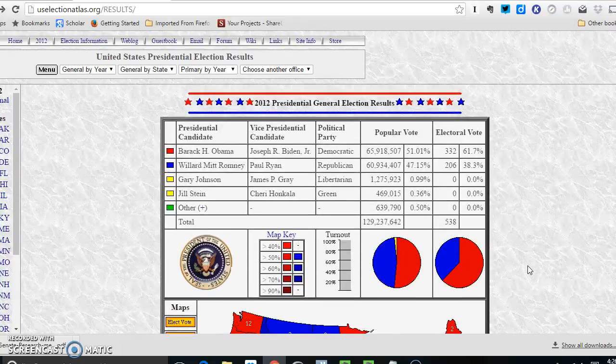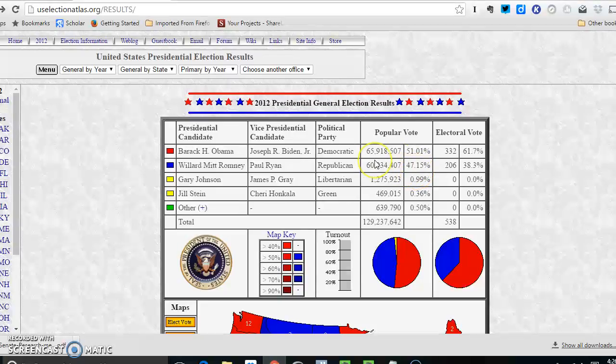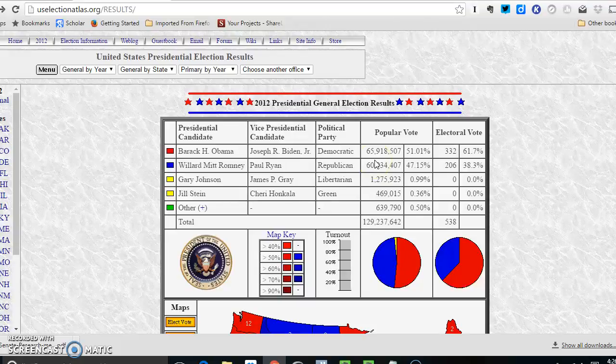One thing to note is that this website denotes the Democratic candidates in red and the Republican candidates in blue, which is the opposite of what you're normally used to seeing on the screen on election night. So the first thing to note is obviously that President Barack Obama won re-election. He won 51% of the popular vote to Governor Romney's 47%. So again, 65.9 million votes for the Democratic ticket versus 60.9 million votes for the Republican ticket. So relatively close in terms of the popular vote.